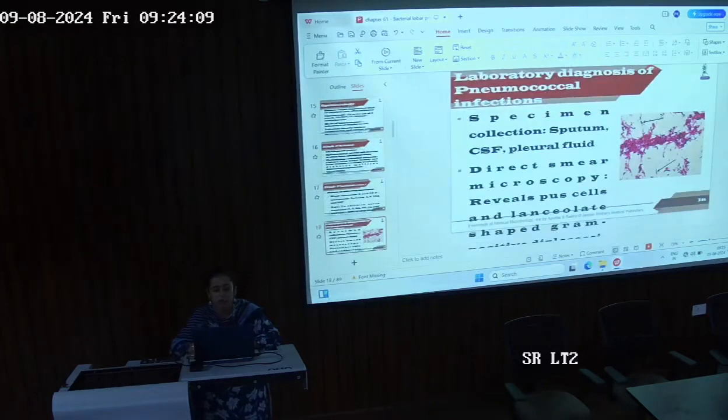Then how do we proceed for lab diagnosis? For specimens, CSF, sputum or pleural fluid can be collected. Then on direct microscopy you will see lanceolate shaped cocci in pairs with capsule. You can make out the capsule also. It is the typical appearance of Streptococcus pneumoniae or pneumococcus.